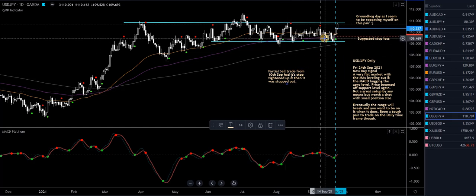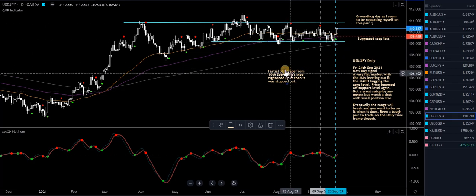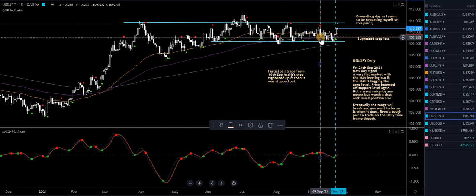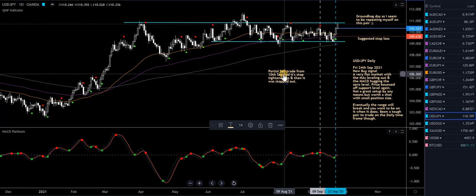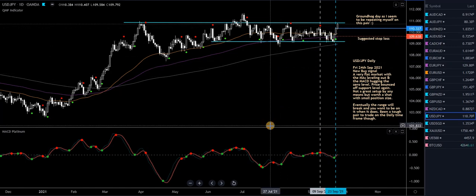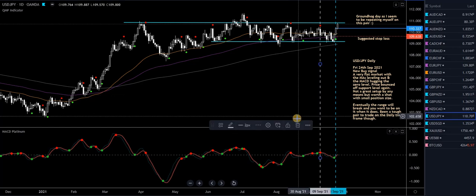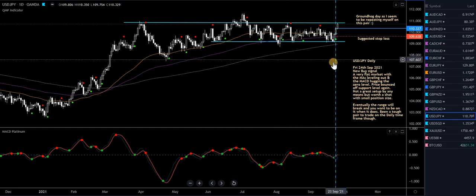My partial sell from here was stopped out. I've just made a note of that. So the last trade was a sell in here. That's why I left that line there. Again, it got down to this previous support level, closing half, bringing the stop in. It's been stopped out. So that's been removed from the chart. And we'll get rid of that. So now we've just got this buy.